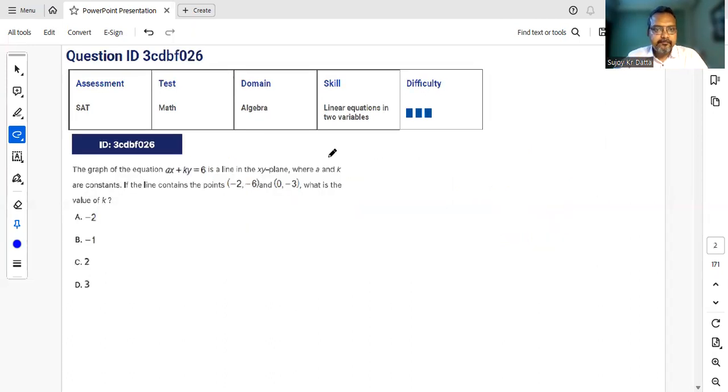Okay. So now this one says this is the line ax plus ky equals 6. a and k are constants. It says that the line contains both the points. What is the value of k?